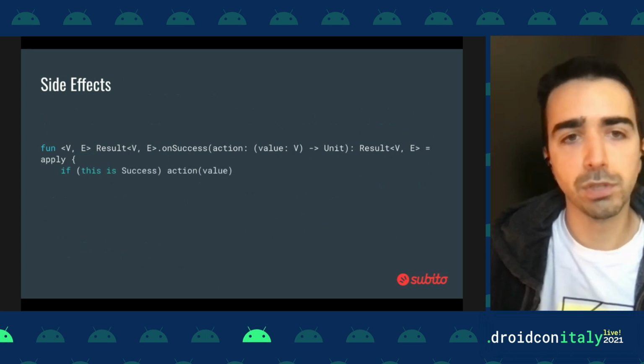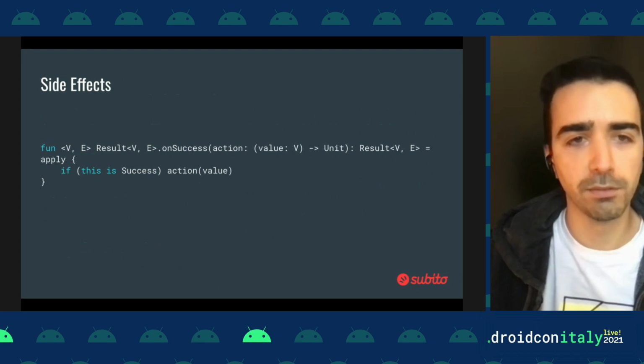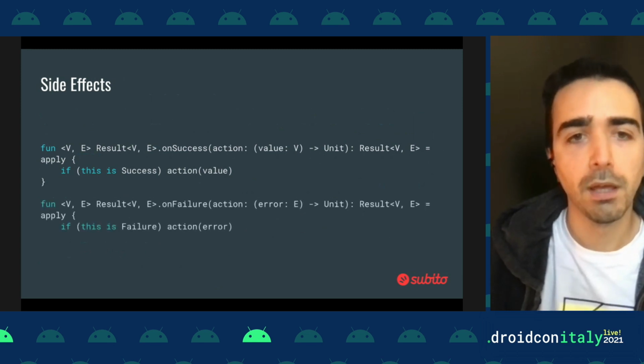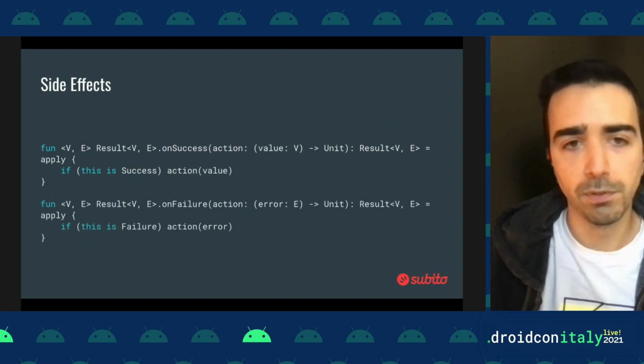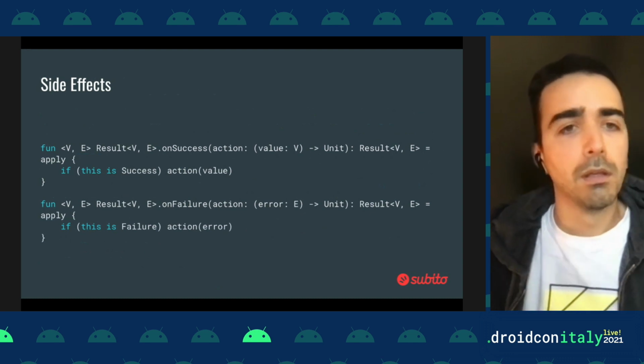From the implementation, we are just checking the instance type. And if it's fine, we are providing a look, let's say, at the value. So we are invoking that function. Similar, we have the onFailure operator. The implementation is, again, similar because we are checking the instance type and invoking the lambda.